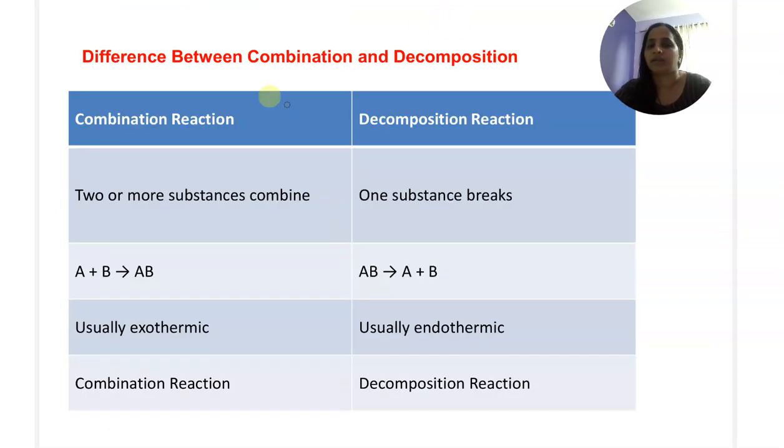So here you can see the differences between combination and decomposition reactions. In combination reactions, two or more substances combine and you get a single product. In decomposition reactions, one substance breaks and you get many products. In combination, A plus B combine to give AB as the product. In decomposition, AB splits and you get A plus B as different products. Combination reactions are usually exothermic in nature, meaning they give out heat. Decomposition reactions are mainly endothermic in nature, meaning for the breaking of the bonds we have to supply heat energy. That is why we call it endothermic.